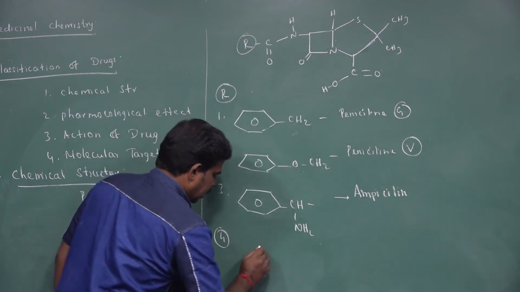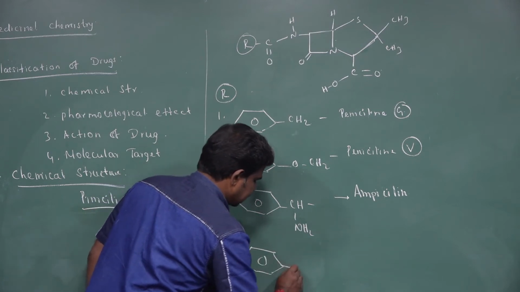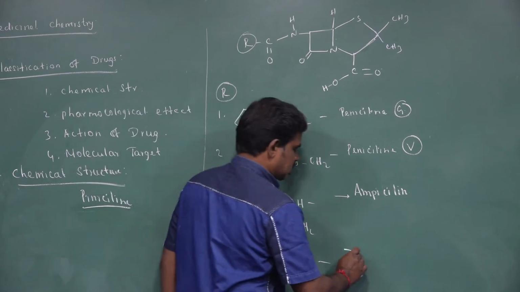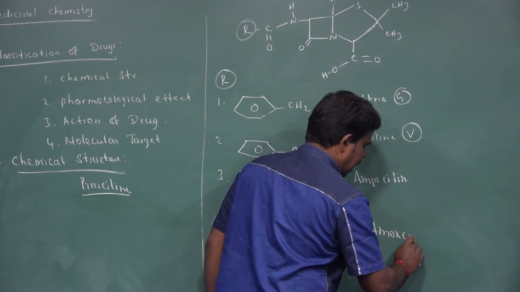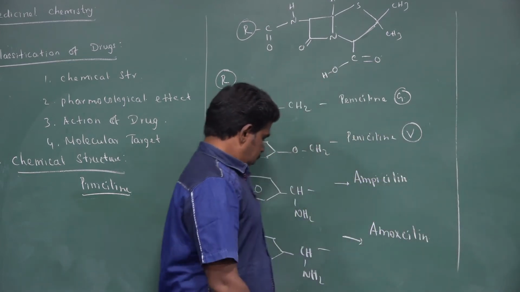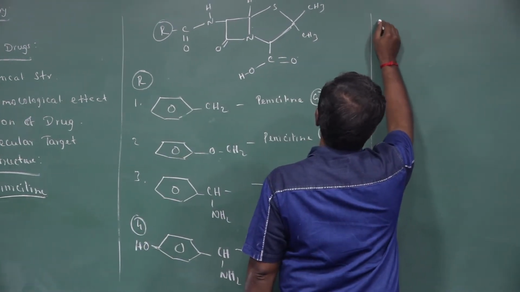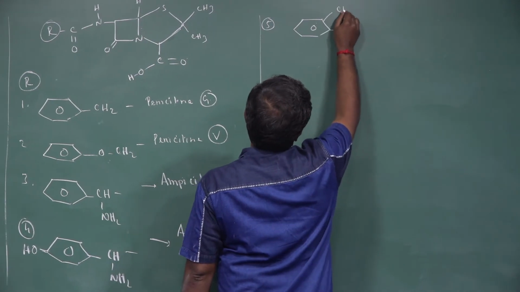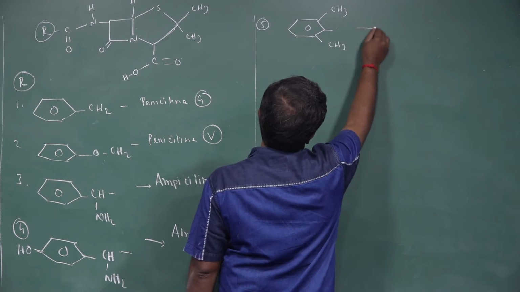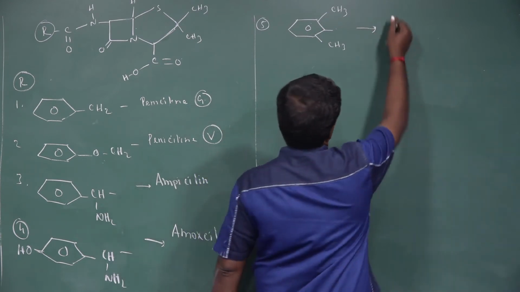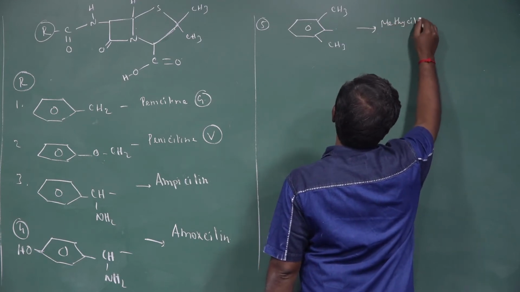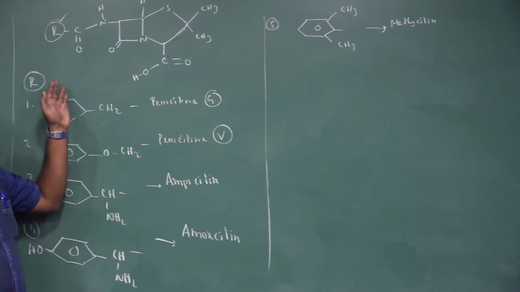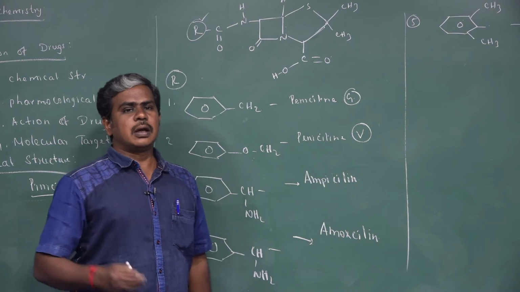If the R group is CH and NH2 with an OH, then it is known as amoxicillin. The fifth one, if the R group has CH3 groups, then it is considered methicillin. So they have similar structures and differ in the R group, but they have different biological actions.